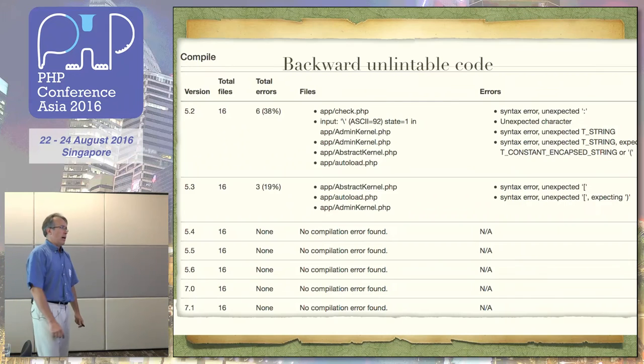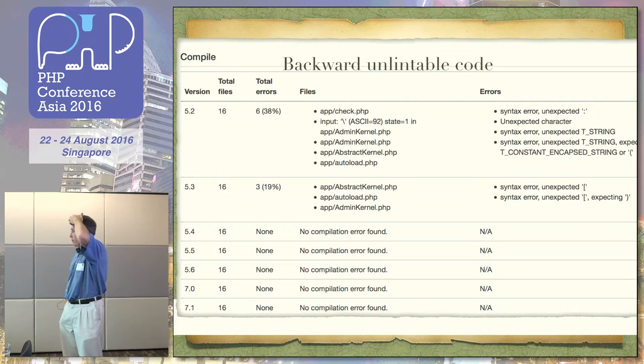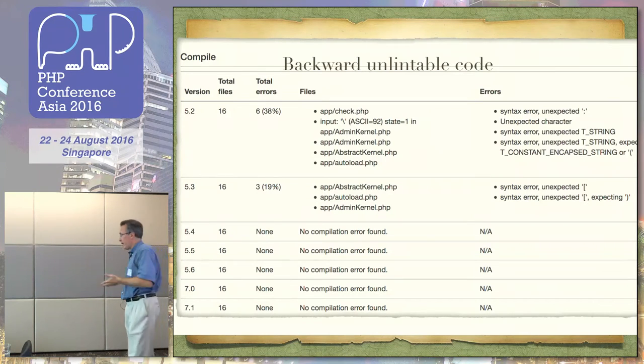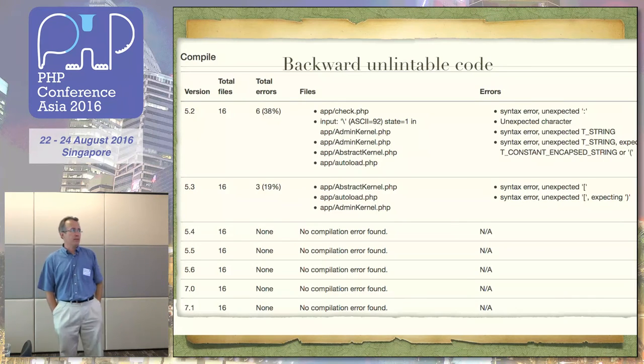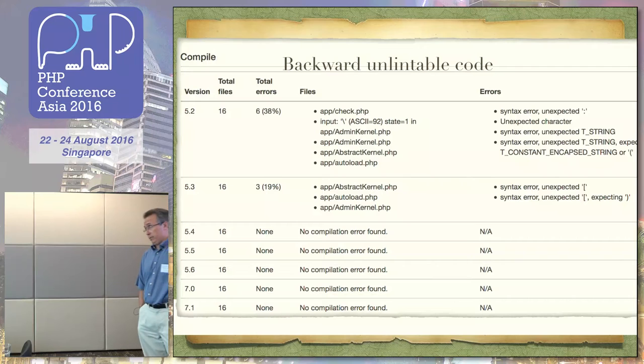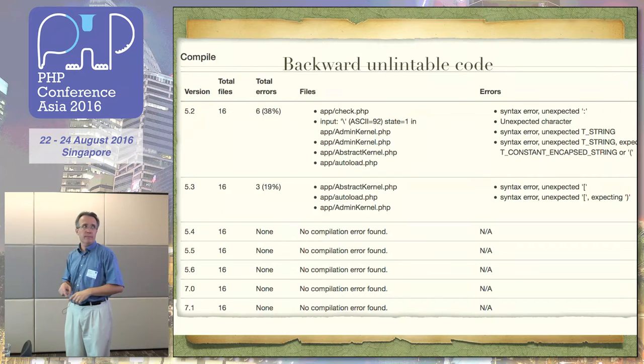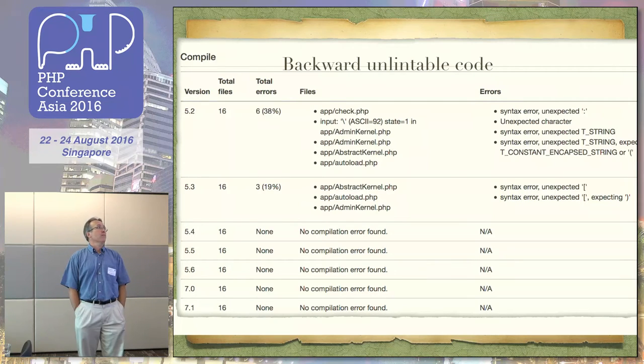Here is, I don't exactly remember which application I was checking, but here is a summary of an application for which I checked all the different versions. Here you have the version. The code was checked from 5.2 to 7.1. I didn't try 7.2, but 7.1 and 7.2 will get the same results at that point. And you have the list of files that failed and the kind of errors. Now, this is just a summary, so we don't have the exact breakdown of which file failed with which error. But we have the idea of what's wrong.